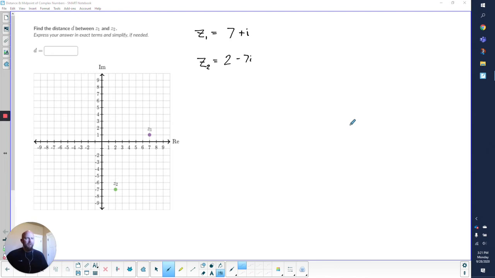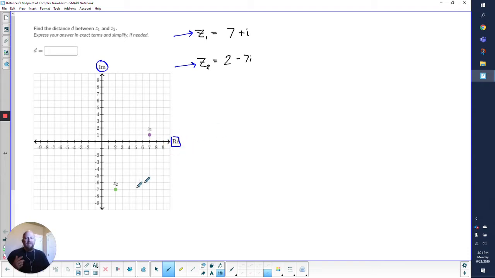Hi, let's figure out how to find the distance between two complex numbers. And this is a problem. You can see the plots for z1, which are 7 plus i, and then z2, which is 2 minus 7i. So z1, your real number piece, 7, imaginary piece, up 1, and then z2, positive 2, and then negative 7i would put us down 7 on the imaginary axis versus the real axis, okay?